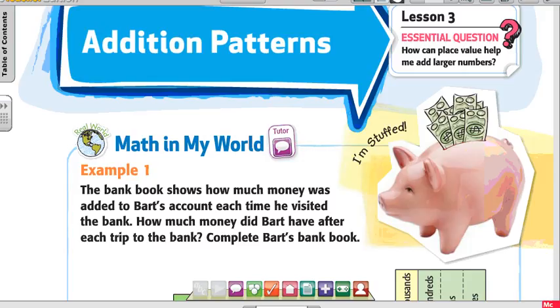All right, this is chapter 2, lesson 3. Again, chapter 2, lesson 3. It says addition patterns. The bank book shows how much money was added to Bart's account each time he visited the bank. How much money did Bart have after each trip to the bank? Complete the bank book.